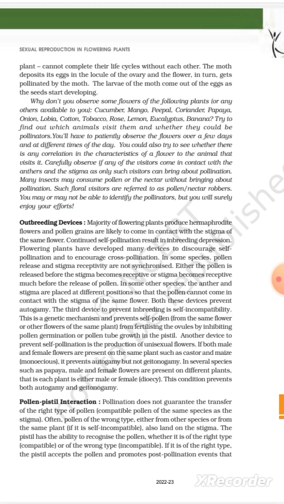Observe if any of the visitors come in contact with the anther and the stigma, as only such visitors can bring about pollination. Many insects may consume pollen or nectar without bringing about pollination. Such floral visitors are referred to as pollen or nectar robbers. You may or may not be able to identify the pollinators, but you will surely enjoy your efforts.